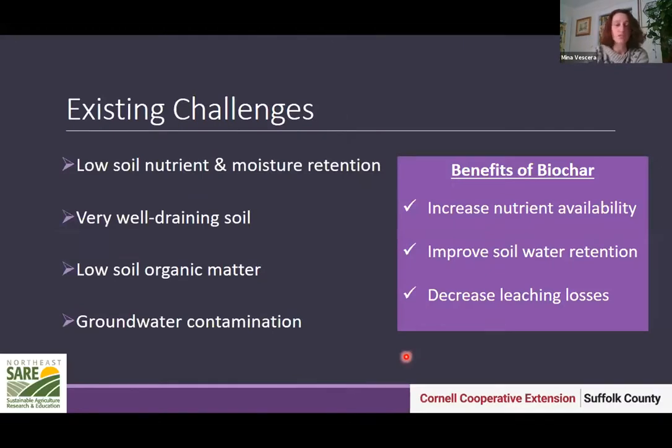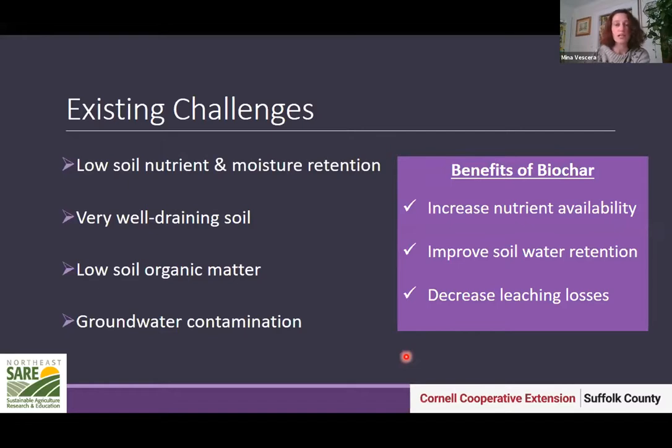biochar. Some of the existing challenges in general here on Long Island for production growers, the soils here tend to have low soil nutrient and moisture retention, right? Beautiful sandy soils, excellent drainage, so that's wonderful, but again, that can cause challenges with moisture retention because there's also very low soil organic matter. And we have to also worry about groundwater contamination here on Long Island because everything's so free draining and there's a sole source aquifer underneath our feet that allows us to have access to lots of water, but we really need to be good stewards about it.